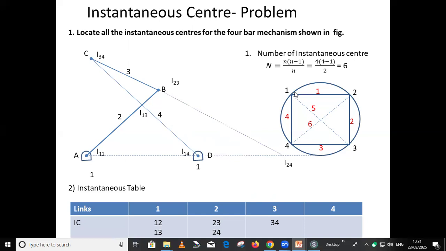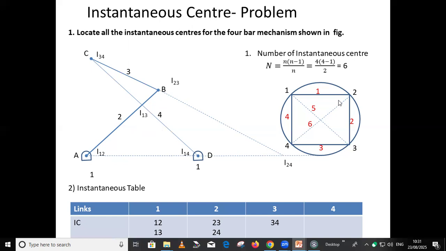We need to extend 1,2 and 2,3. So where is our 1,2 point? This is our 1,2 point. This is the 2,3 point. This is the first part. Second, extend 1,4 and 3,4. So this is 1,4 and 3,4. So the intersection of 1,4, 3,4 and 1,2, 2,3 will define the position of I1,3. That is your neither fixed nor permanent ICR.